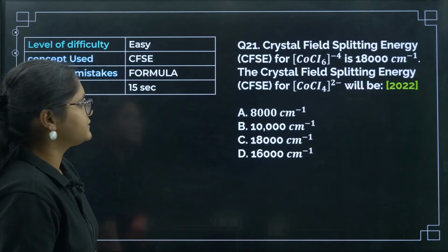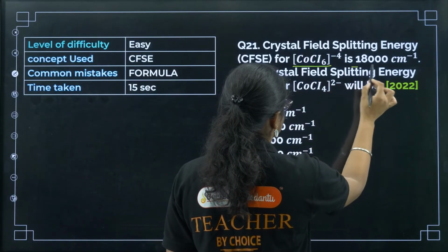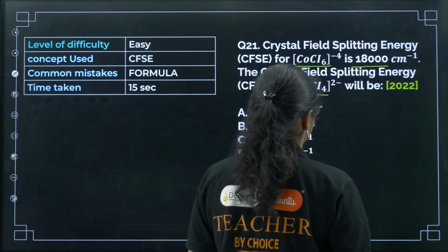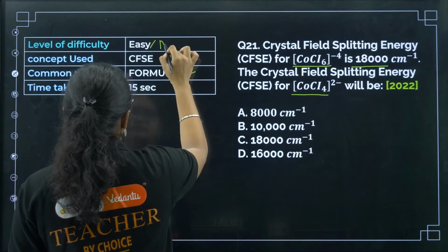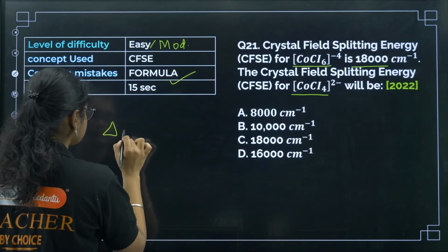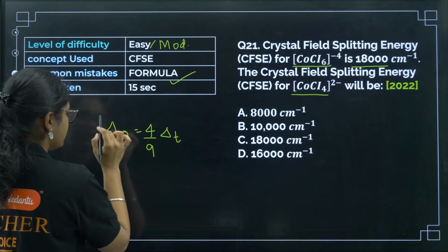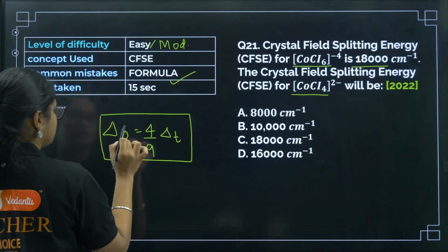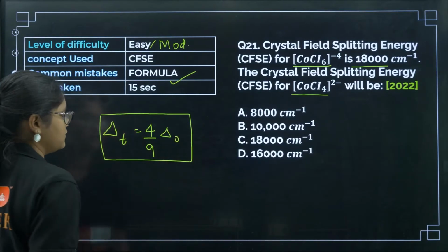Okay, fine. Next question: the crystal field splitting energy for CoCl6 4- is 18,000. The crystal field splitting for CoCl4 2- will be? This question is easy if you know the formula. Otherwise, I'd say this is a moderate level question. So what is the formula here? Delta T is equal to 4/9 of delta O. That you should remember.